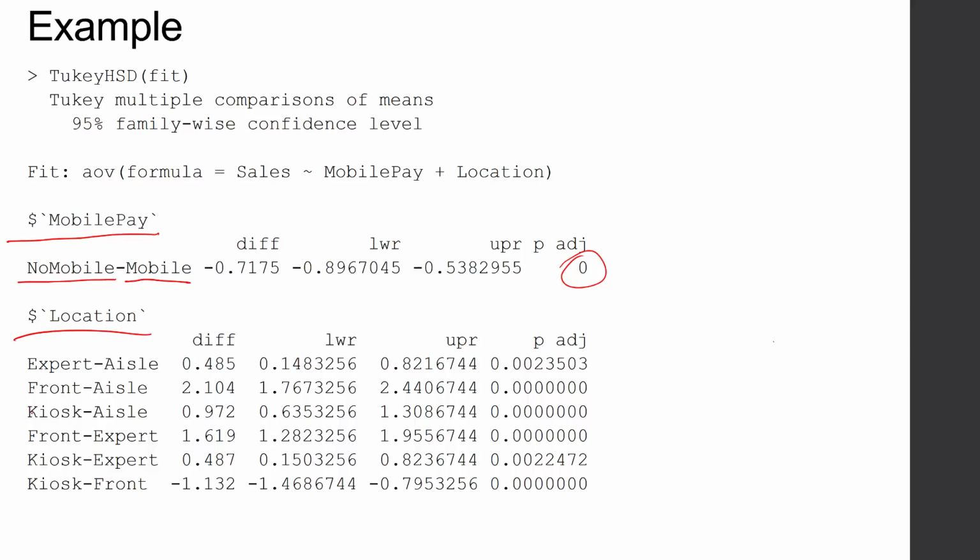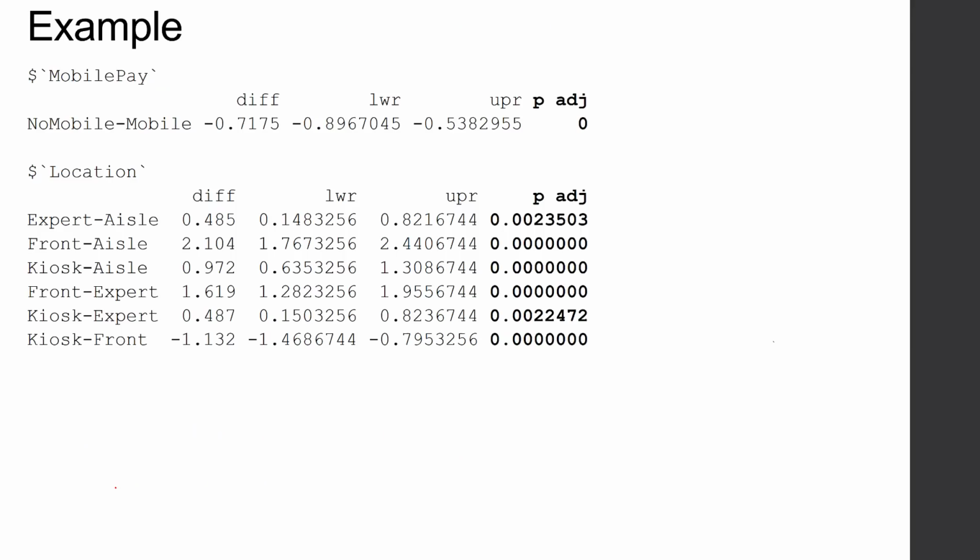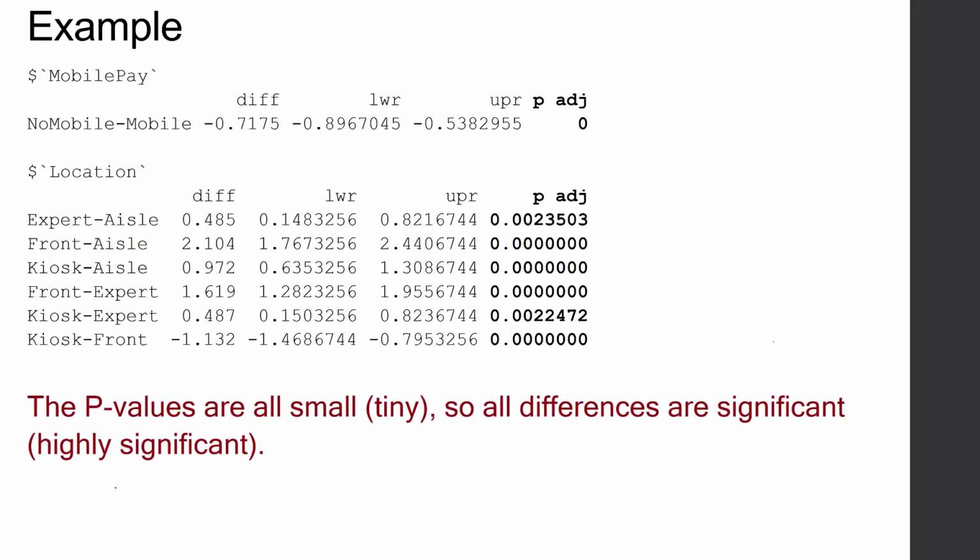It's going to compare all 6 pairwise comparisons: expert to aisle, front to aisle, kiosk to aisle, front to expert, and kiosk to front. All right, so let's take a look at this. First of all, let's notice that every single p-value for every single pairwise comparison is highly significant. They're all tiny. So all the differences are highly significant.